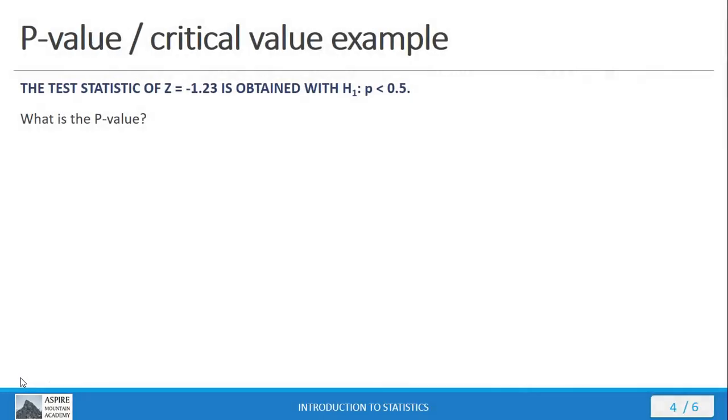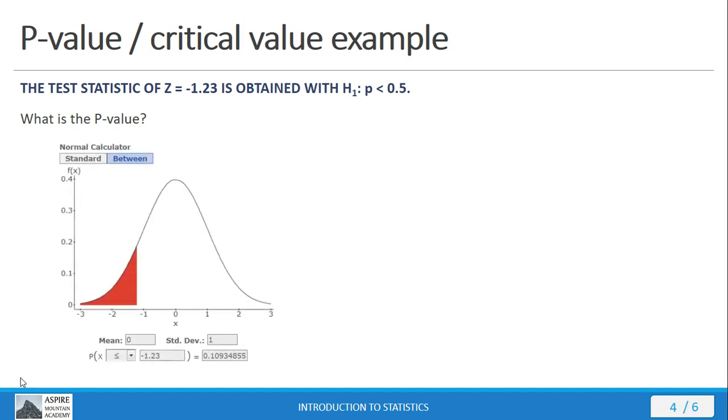Let's look at an example to illustrate what we've learned so far. If we're given a test statistic, z equals negative 1.23, and the alternative hypothesis is that p is less than 0.5, what is the p-value?